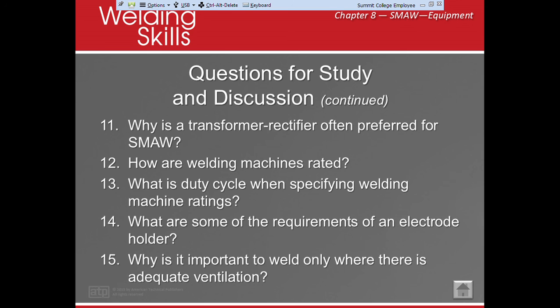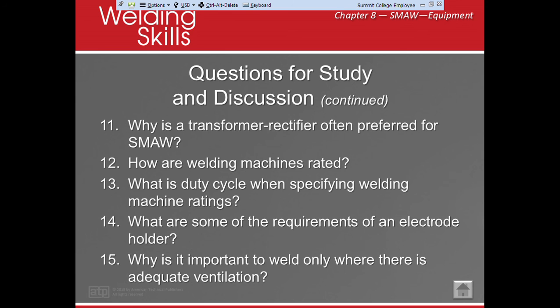What is duty cycle when specifying machine ratings? Duty cycle is the percentage of time during a specified period that a welding machine can be operated at its rated load without exceeding the temperature limits of the insulation of the component parts. And my period of time is 10 minutes. Why is it important to only weld when there's adequate ventilation? Well, we can be hurting ourselves, right?